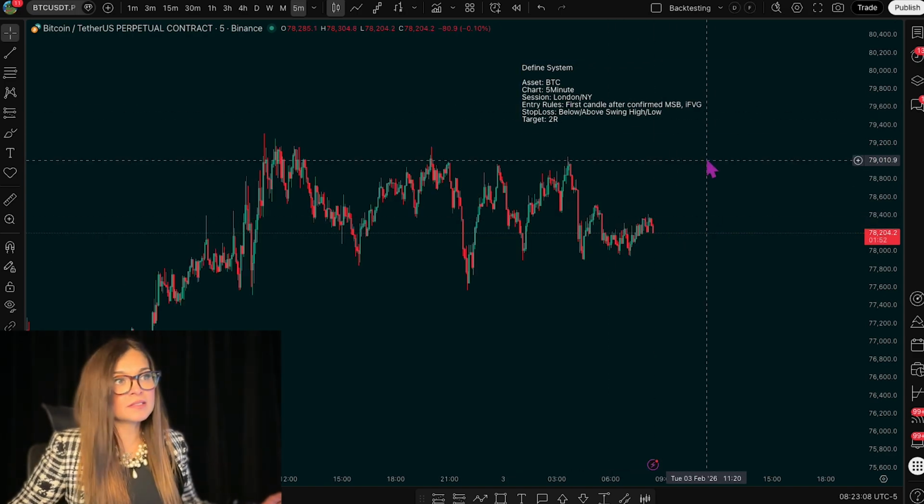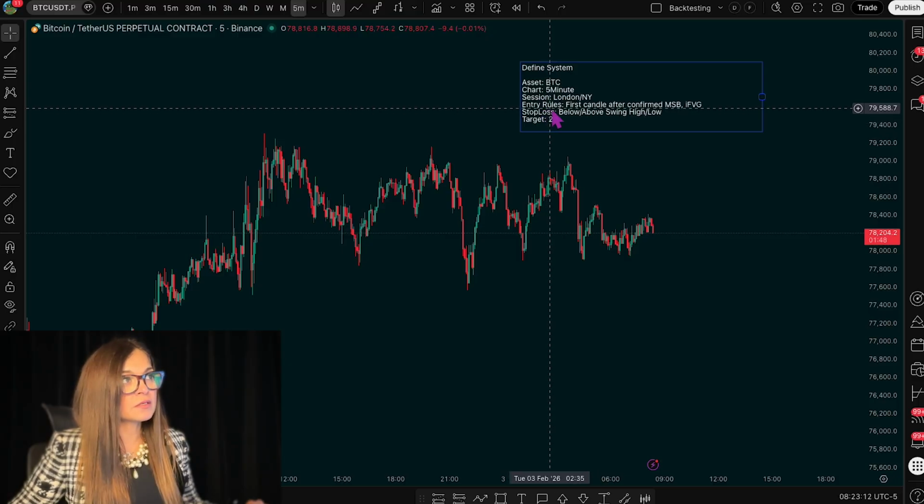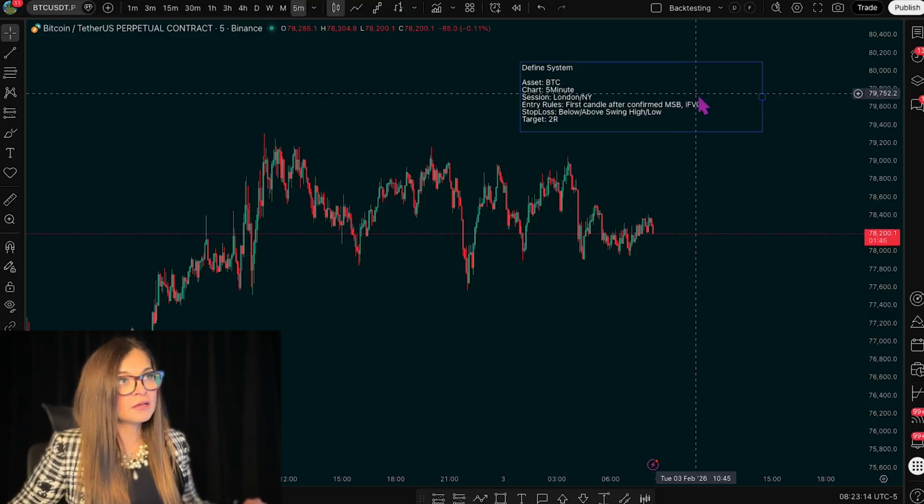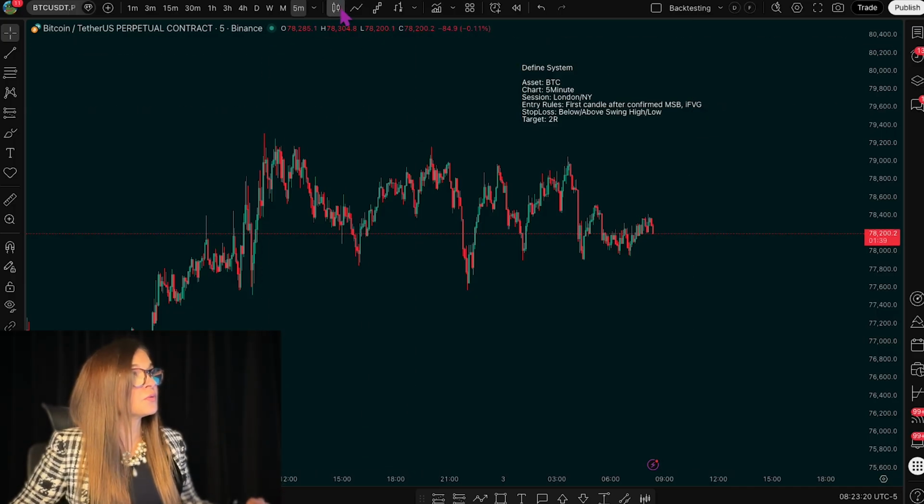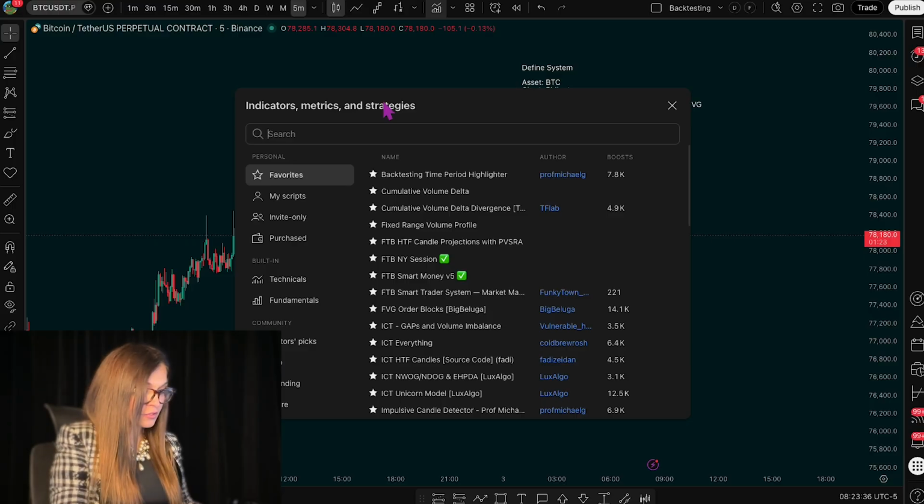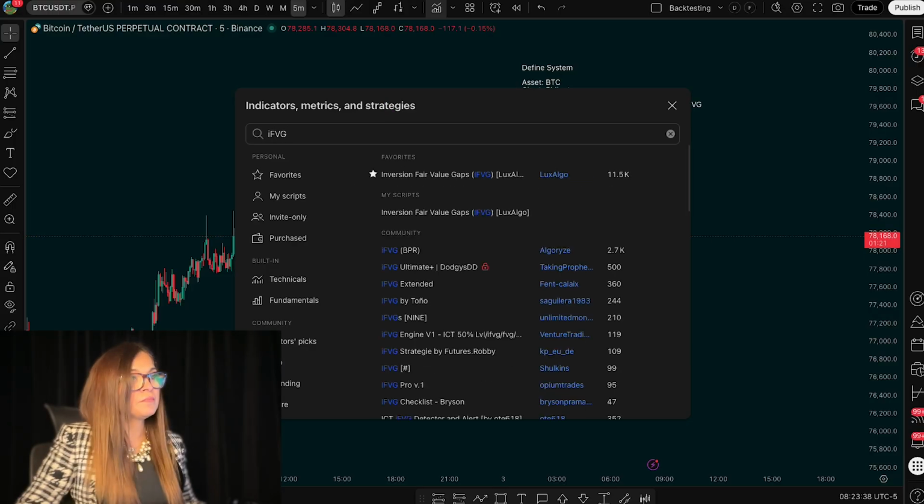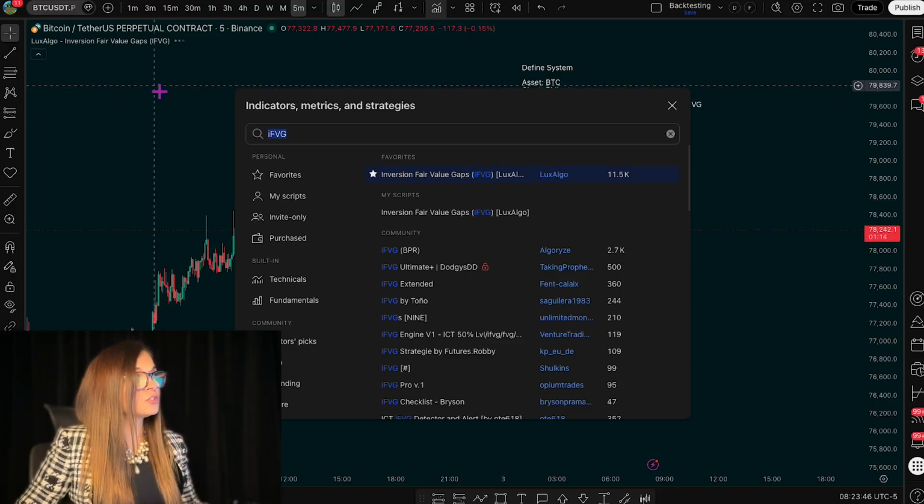Now, before we backtest and get into the replay mode, there are two things to help you identify inverse fair value gaps. There is actually an indicator that you can use. To do that, we click on indicators and type in IFVG, and here it is, Inversion Fair Value Gap by LuxAlgo. So we're going to add that to our chart.